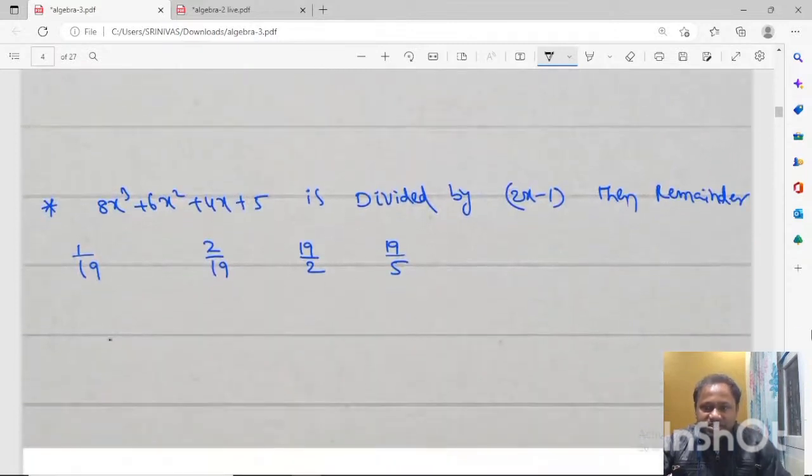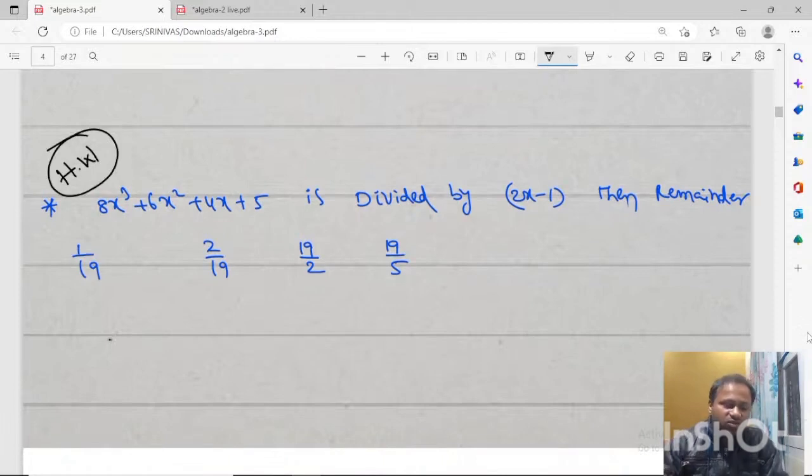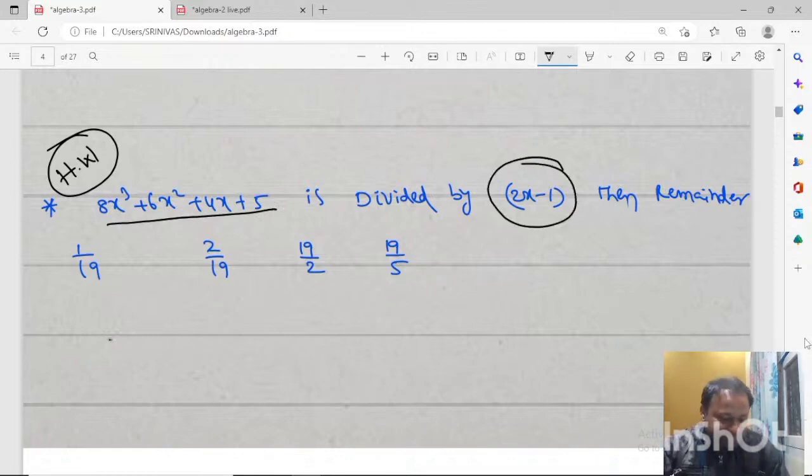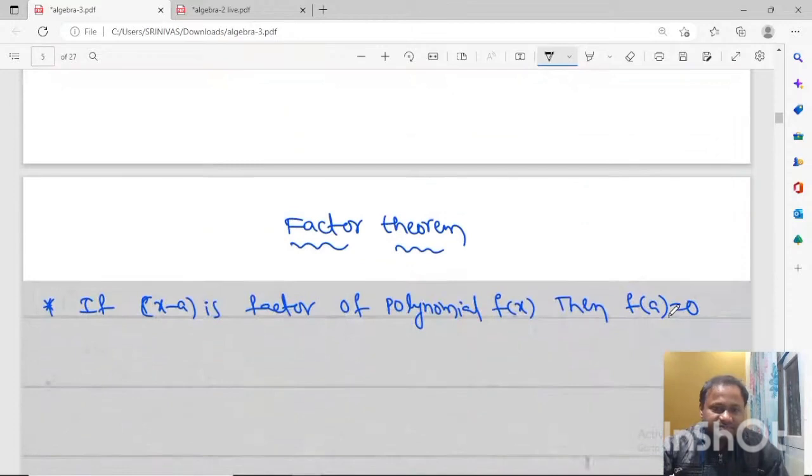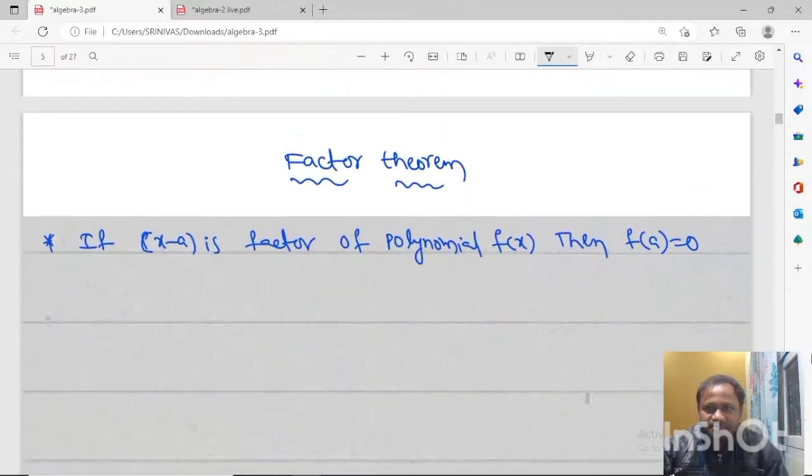So, the next problem is one you have to do as homework: 8x cube plus 6x square plus 4x plus 5 divided by 2x minus 1. Check it. Now we are going to do one more theorem, that is the factor theorem.